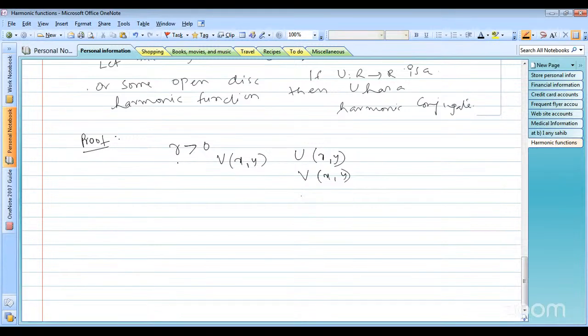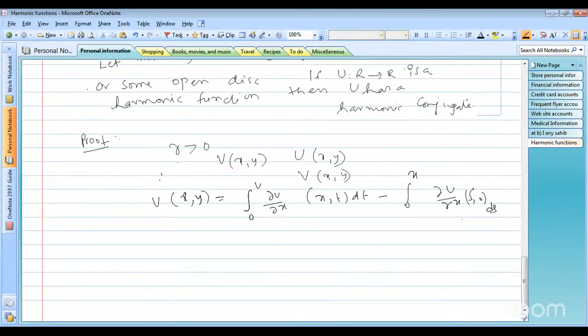We know that ∂u/∂x = ∂v/∂y and ∂u/∂y = -∂v/∂x; we can take these as the Cauchy-Riemann equations. Let us define v(x, y) as the integral from 0 to y of ∂u/∂x(x, t) dt minus the integral from 0 to x of ∂u/∂y(s, 0) ds.